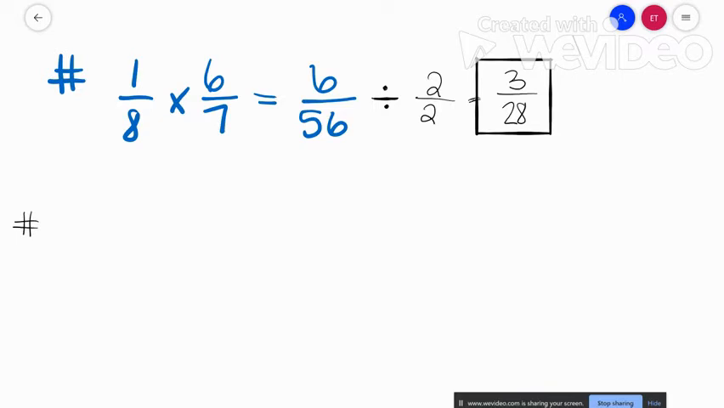Number 3, this is the worksheet number 3. So you had to multiply a mixed number, which was 1 and 8/9, times, and this is how they represent times, that point right there just means to multiply, times 6/11.